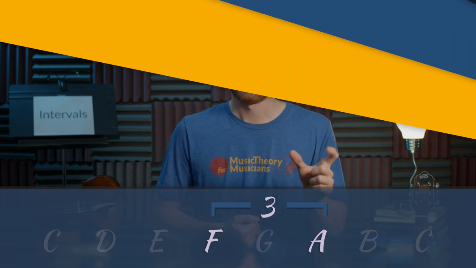Let's do another one. From F to A. F, G, A, 1, 2, 3. We call this interval a third.